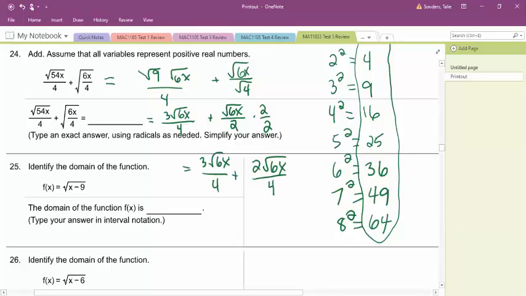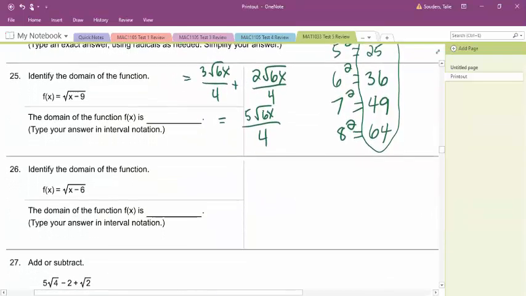Now that we have a common denominator, we can add the numerators together, right? So the 4 stays in our denominator. And what does the numerator become? So it'd be 5. Very good, and then radical 6x. See, you got it.